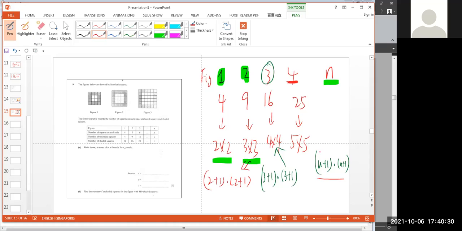So how do you simplify? First arrow, n squared. Second arrow, n times 1 is 1n. So this 1n, and then 1 times 1 is 1. So the formula is n squared plus 2n plus 1. So this is the answer for y. So y is equal to n squared plus 2n plus 1. So far so good.